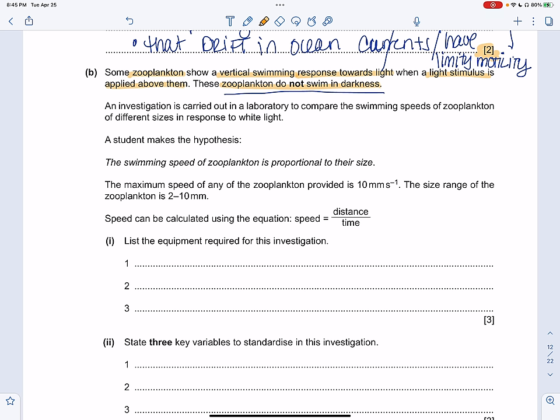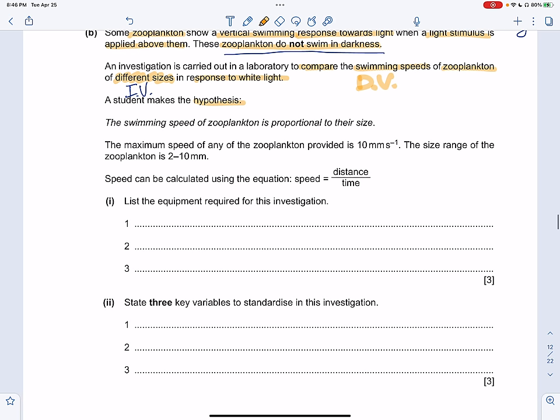An investigation is carried out in a laboratory to compare the swimming speed. And that's what you're going to be measuring, so that is your dependent variable. It's your response or the answer. The swimming speeds of zooplankton of different sizes. When you hear the word different, that is a key word for the independent variable. This is what you're manipulating or what you're changing. It's the sizes. And what you're going to measure is their speed in response to white light. A student makes the hypothesis that the swimming speed of zooplankton is proportional to their size. So as their size increases, so will their swimming speed.